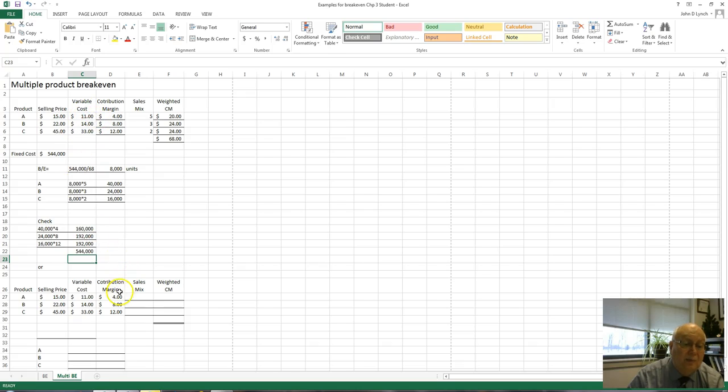Now the other method you do is the same type of scenario, and you come up with a 4, 8, and a 12, just like you did before. The difference is the sales mix is given to you differently. Now, it can give it to you as 5, 3, 2, but if you remember how to do ratios, when you see a ratio of 5 to 3 to 2, that means there's 10 parts to it.